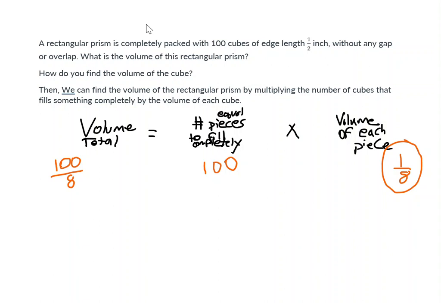We can find the volume of a rectangular prism knowing how many cubes fit into the prism and the volume of each cube. If we multiply the number of cubes that fit into the prism by the volume of each cube, then that gives me the volume of the total prism. So here we have 100 cubes. How do we find the volume of a cube?